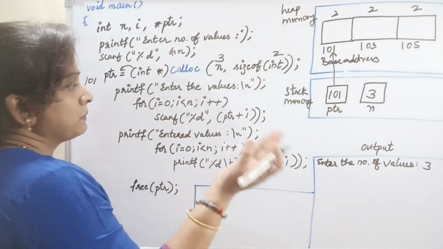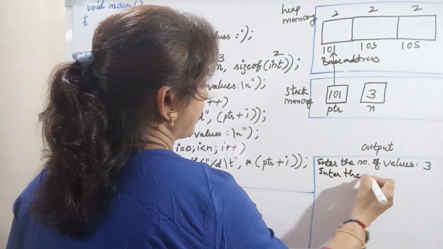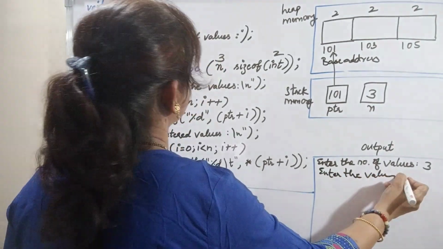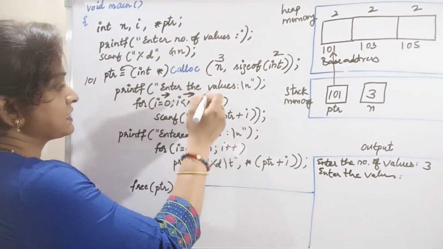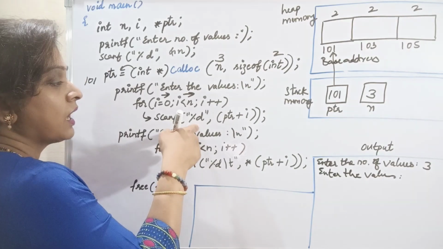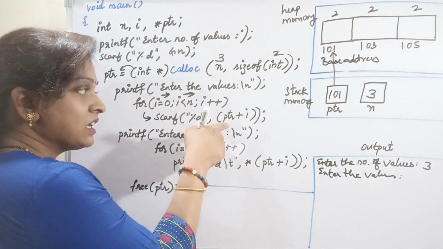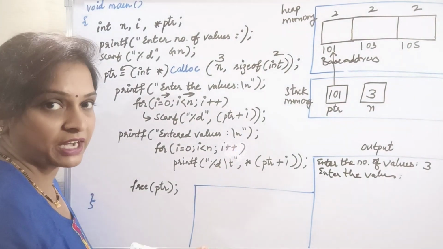Now I'll be getting the message, enter the values. So memory is allocated, now it's time to enter the values. So the loop starts and I say i equal to 0, i less than n. Then condition 2, scan an integer. As PTR itself represents the address, we need not use ampersand here.